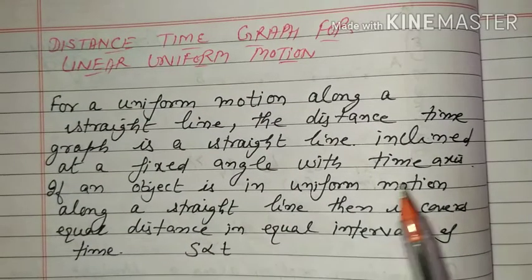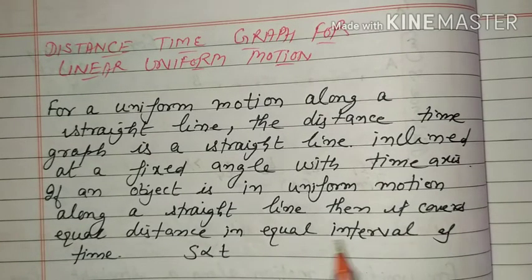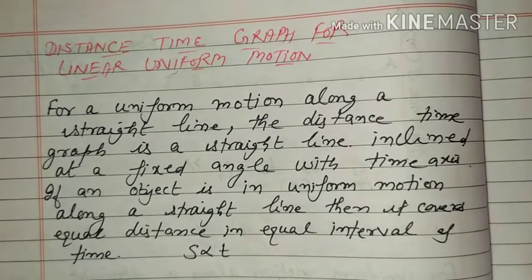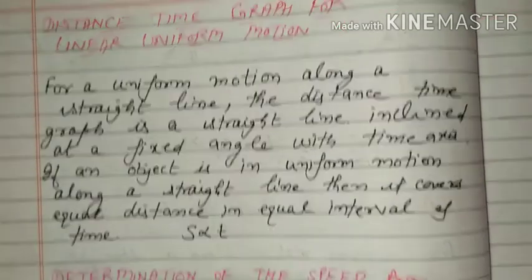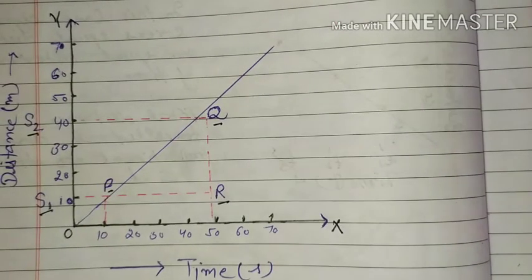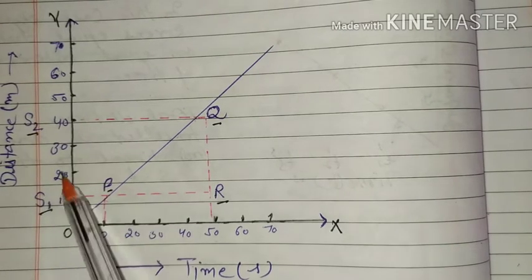If an object is in uniform motion along a straight line, then it covers equal distance in equal time. As we know, in uniform motion, an object covers equal distance in equal intervals of time. That is what the graph states. Here, a straight line means uniform motion. Here in 10 minutes, that is 10 kilometers. Next 10 minutes, also 10 kilometers.